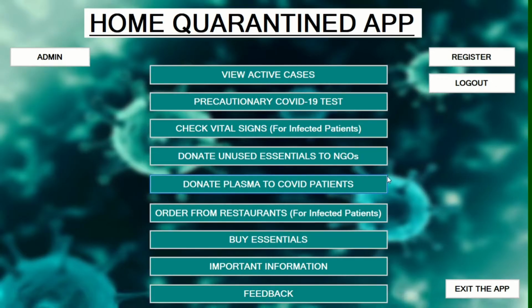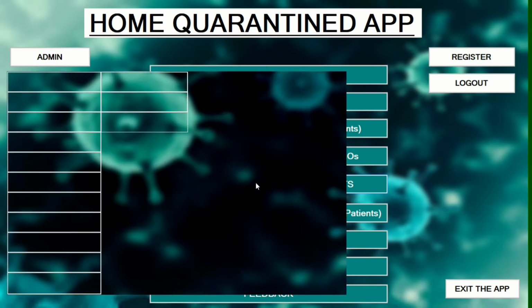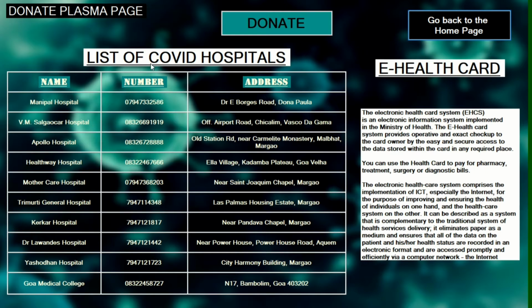On to the next section, donate plasma to COVID patients. This is the list of COVID hospitals, the name, the number, the address. On donating plasma, we receive an e-health card, and the benefits and the details of the e-health card are mentioned here. Some of the benefits include paying pharmacy bills, using it for treatment, using it for surgery, or if we need blood from blood banks.